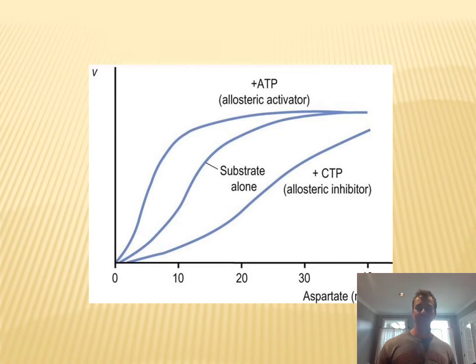So here's an example of the Km curve for what these would look like. An allosteric activator would push that Km down, whereas the inhibitor would push the Km forward, basically slowing down the reaction.